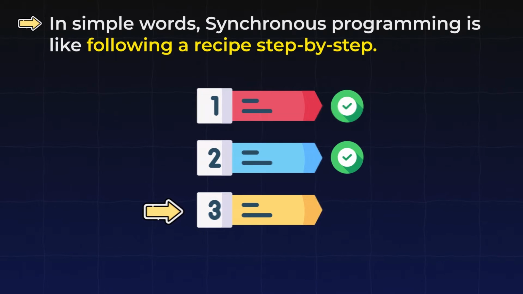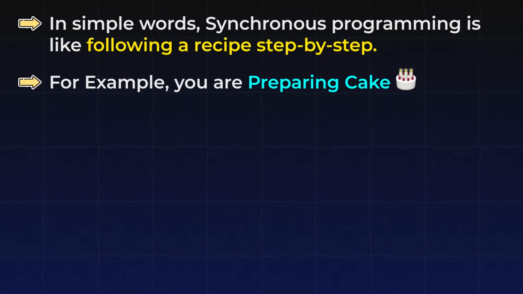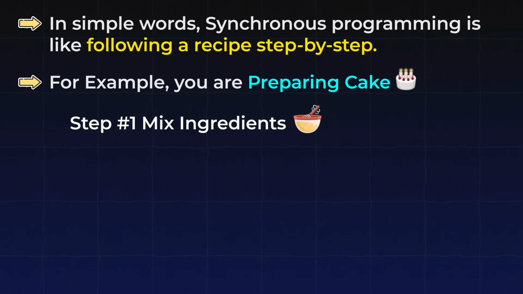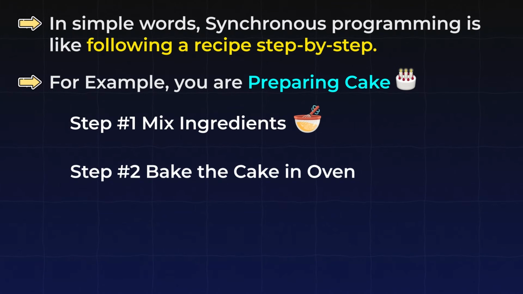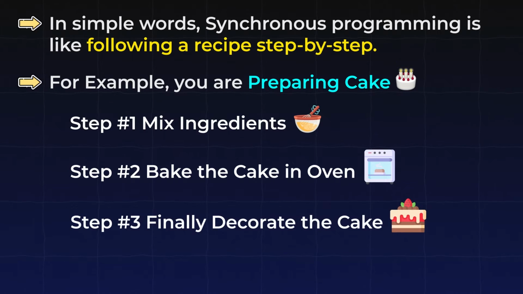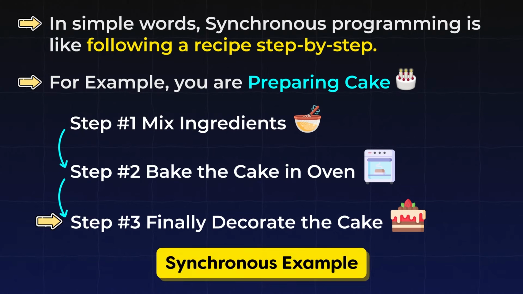For example, we are preparing a cake for a birthday. Now there is a step-by-step process for that. Let's say first we mix ingredients, then we put it in the oven for baking, and finally we decorate the cake. We have to follow these steps line by line. We can't directly start decorating the cake without baking. We have to go through steps 1, 2 and 3. So that's the synchronous example.